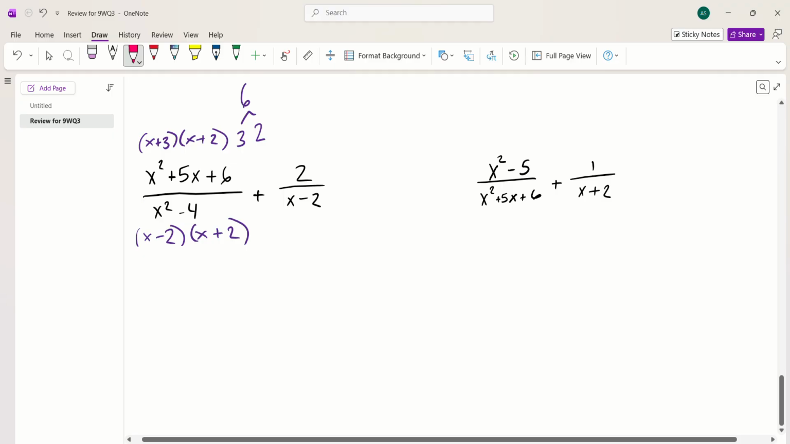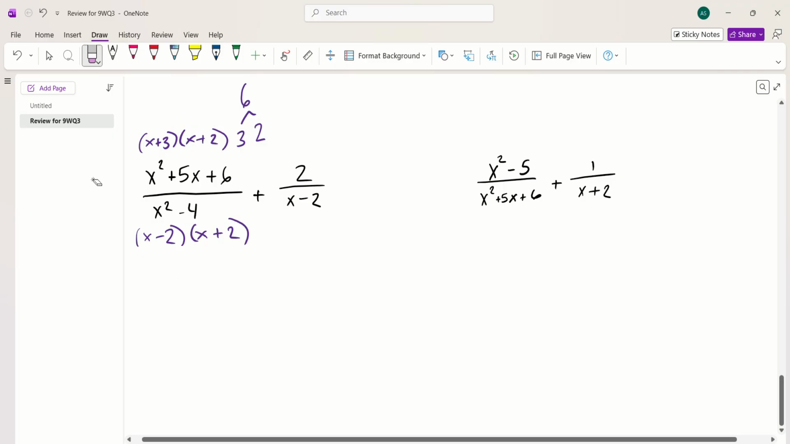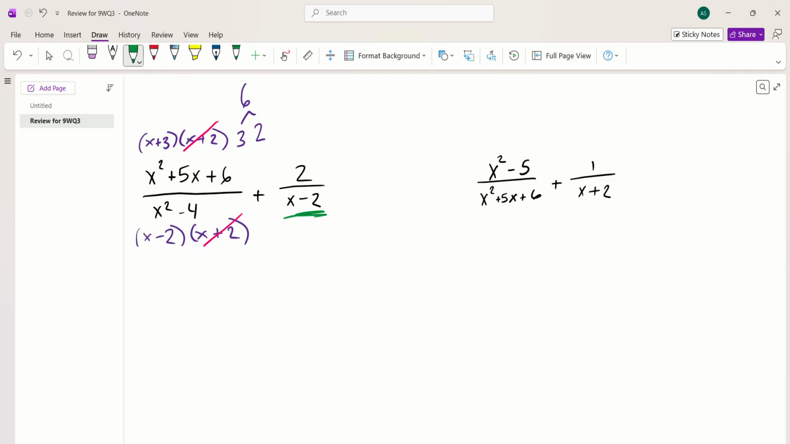Okay, from here, you might notice that you have the exact same thing on the top and bottom of your fraction. So what you're going to do is cancel those two things. Once you cancel those two things, you'll notice that now your denominators match and you don't need to multiply by anything because they're already the same. So what you can do is immediately jump to the next step.